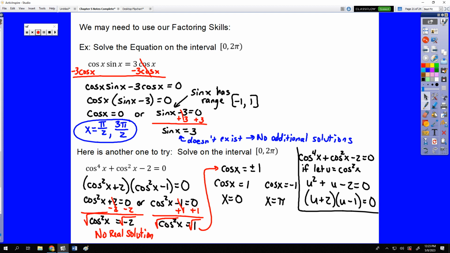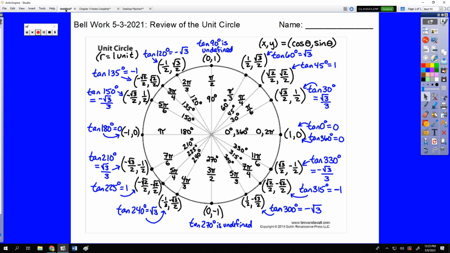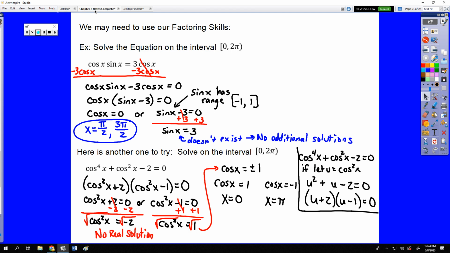What am I talking about? I'm talking about the x coordinate is +1. Well, that happens right here at 0. And at -1 is right there when it's pi. So again, that's just me reading my unit circle. Where is the cosine equal to 1? At x equals 0. Where is the cosine equal to -1? When x is equal to pi. All right, on to the next page.